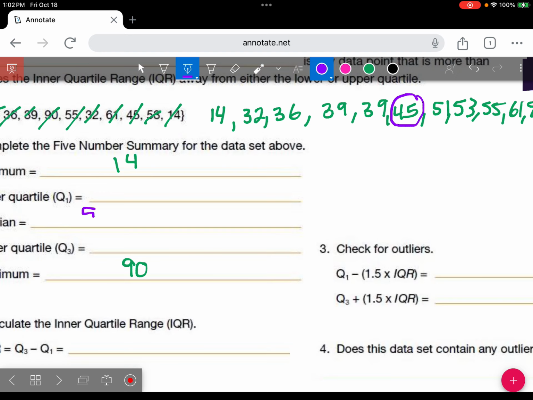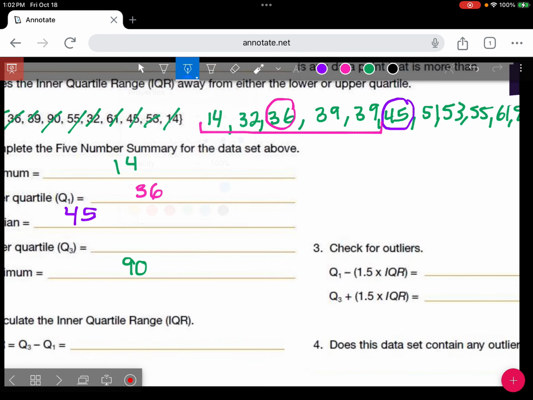Whenever I'm finding these by hand, I'm going to circle my median. 45. Because what we're going to do now is find the box that goes in the box and whisker plot. What that does is it takes the pieces on either side of my median and does the median again. So I'm going to look at this side of my median and find the median of that piece. What is the median of the numbers that are smaller? 36. That is called my lower quartile, or LQ, or Q1. That's 36.